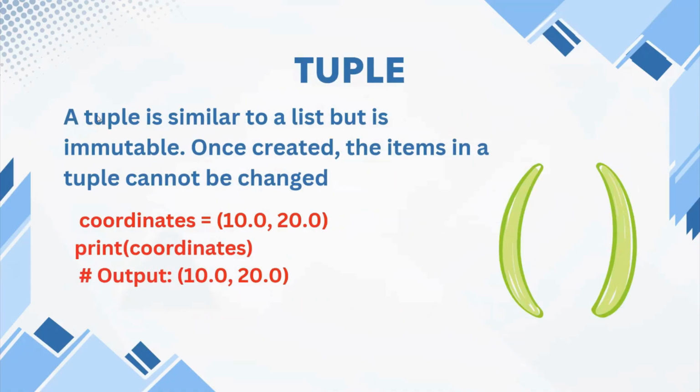Then we have the tuple data type. A tuple is similar to a list, but it is immutable. That is the one difference in a tuple: once created, the items in a tuple cannot be changed. For example, coordinates, x coordinate, y coordinate. If you are dealing with coordinates, then you can use a tuple. Tuples are always made in parentheses.